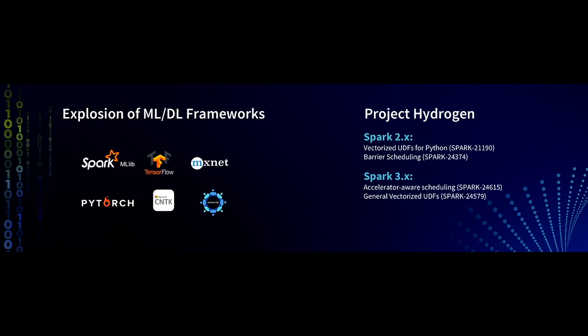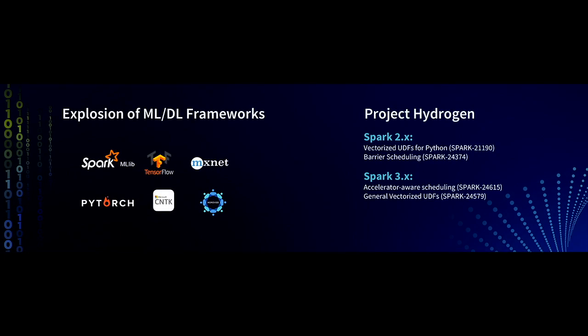In Spark 3.0 and beyond, you should expect 2 more major pieces that will be delivered to complete the story of Project Hydrogen. The first one is accelerator-aware scheduling. So now you can leverage the latest FPGAs and GPUs to accelerate your machine learning workloads. And the second piece is a more generalized version of the vectorized user-defined function to allow you to push data in high throughput to these machine learning frameworks. And it doesn't just work for Python now, but it also works for the JVM languages as well.